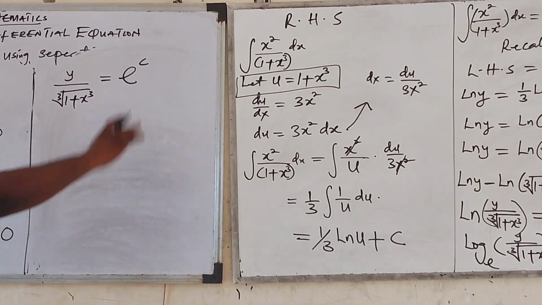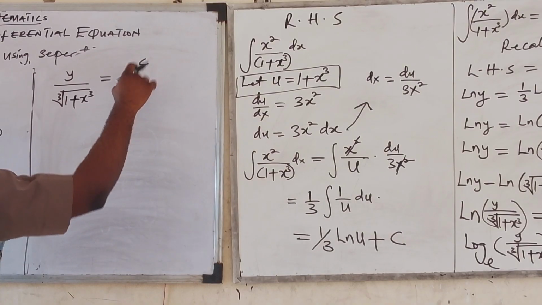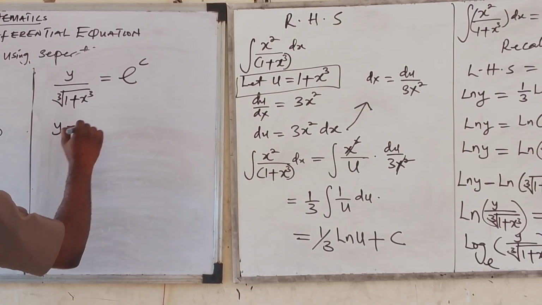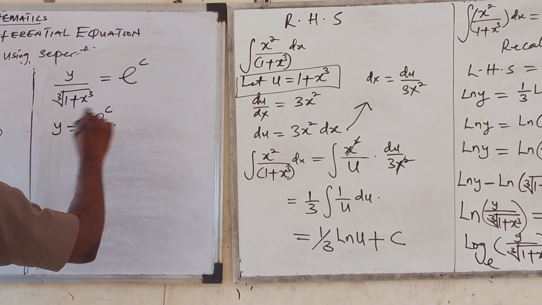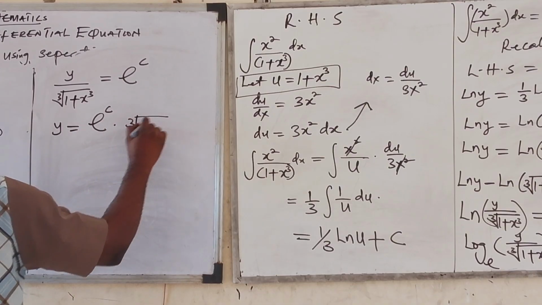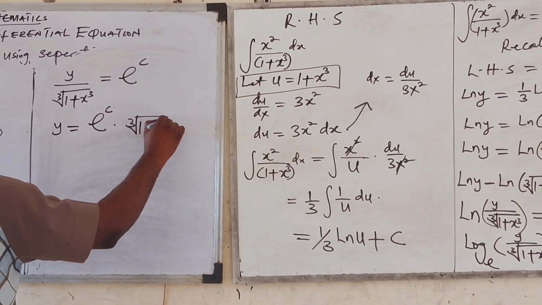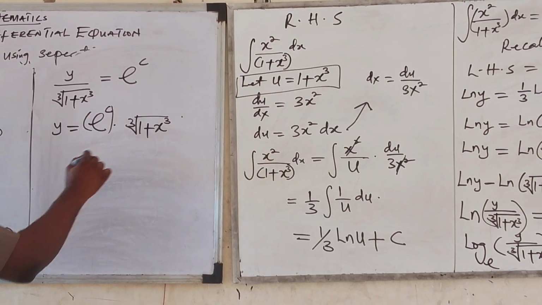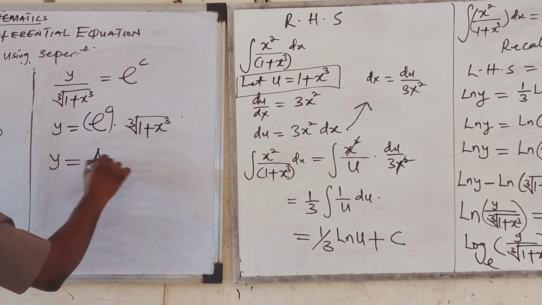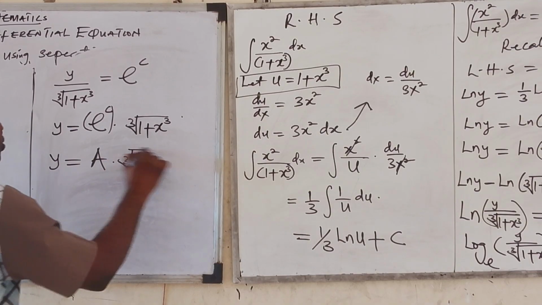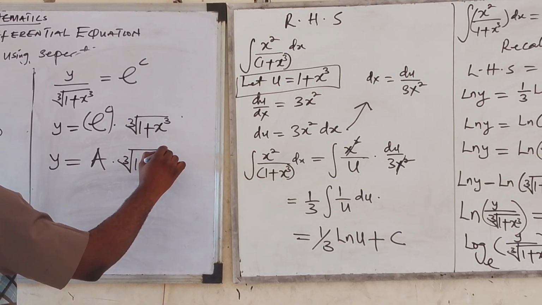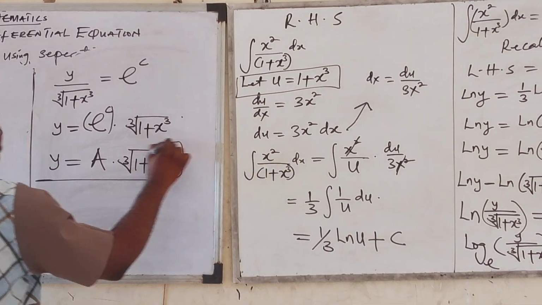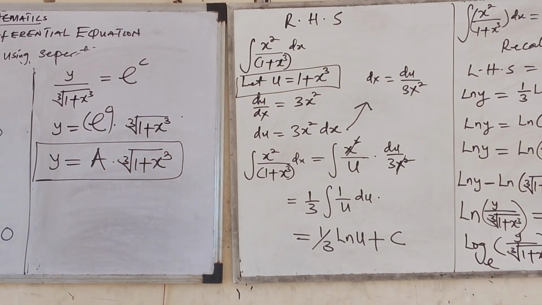So this is another constant. So we can equally say our y is equal to e raised to the power of c times the cube root of 1 plus x raised to the power of 3. Since e raised to the power of c is an arbitrary constant, we can call this y is equal to a dot the cube root of 1 plus x raised to the power of 3. So this is the equation. So that ends question number 3.